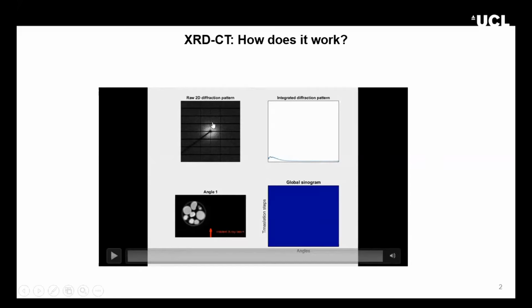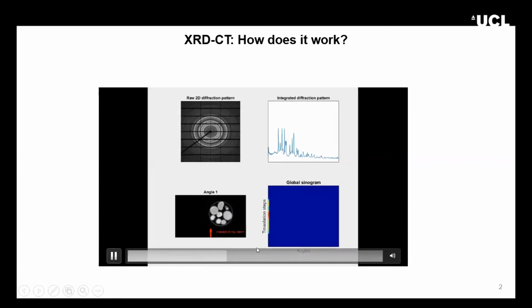If I play the cartoon again, you can see as we move a sample into an X-ray beam, that's the red line here, we collect these diffraction patterns. We build up a sinogram here. You can see the rings there. These are the Debye-Scherrer rings that you typically get from powder diffraction data. We're doing lots of these projections, as they're known. So we're scanning our beam through the sample and rotating it to build up a sinogram, and from that, we can build up an image.